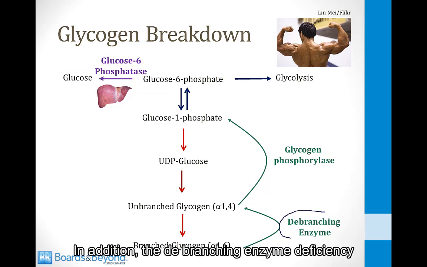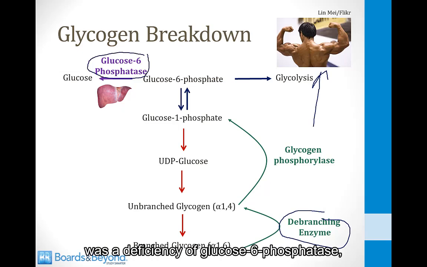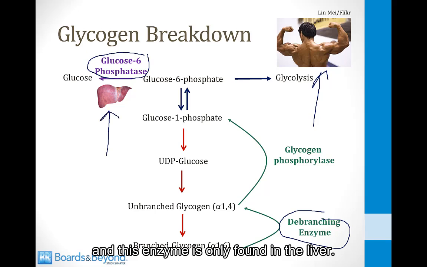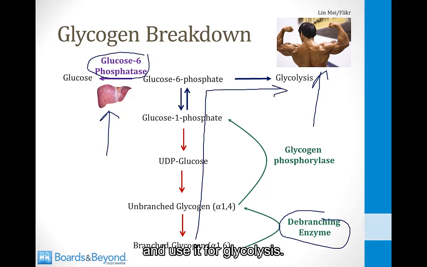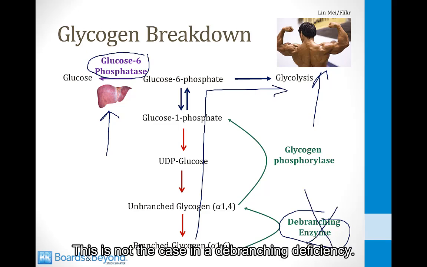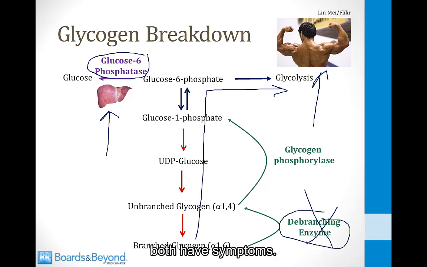In addition, the debranching enzyme deficiency is going to affect the muscles. Recall that von Gierke's disease was a deficiency of glucose 6-phosphatase, and this enzyme is only found in the liver. So in a type 1 glycogen storage disease, there are no muscle problems. The muscles are able to normally break down glycogen and use it for glycolysis. This is not the case in a debranching deficiency. In Cori's disease, the muscles, in addition to the liver, both have symptoms.